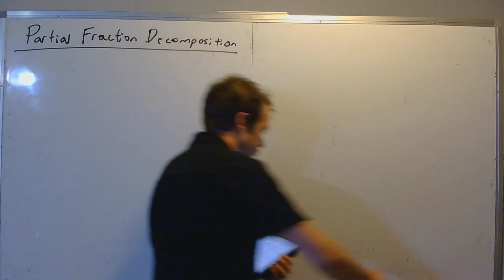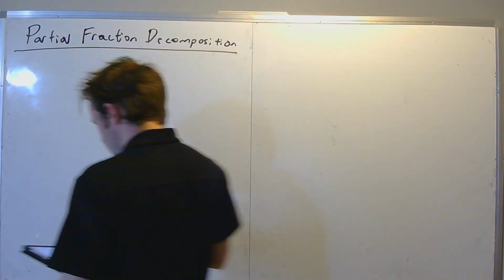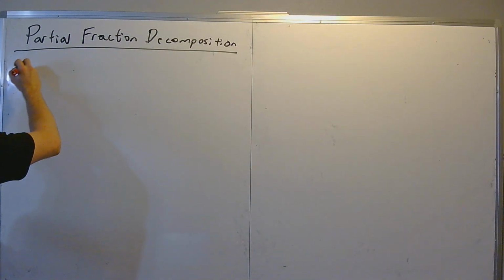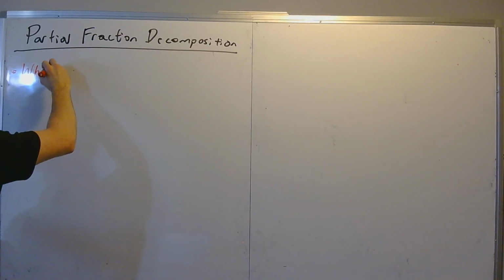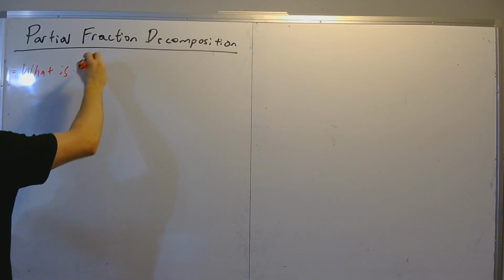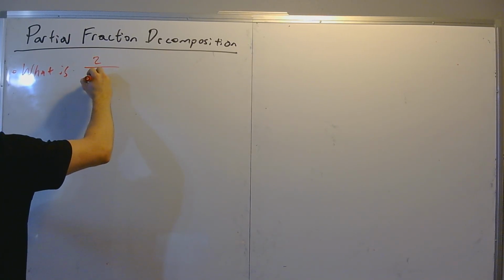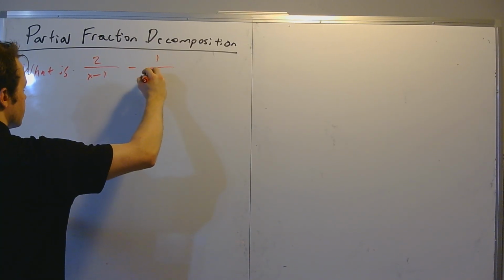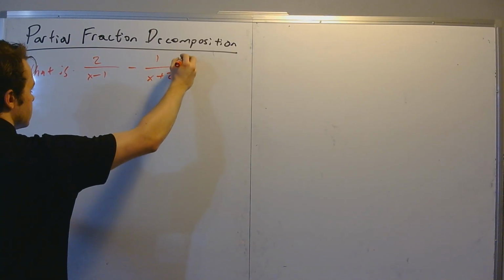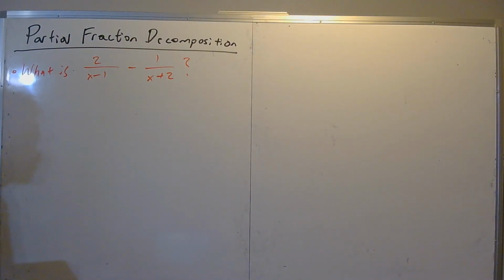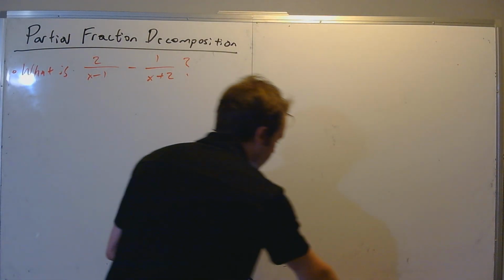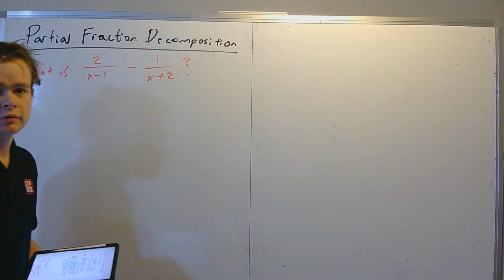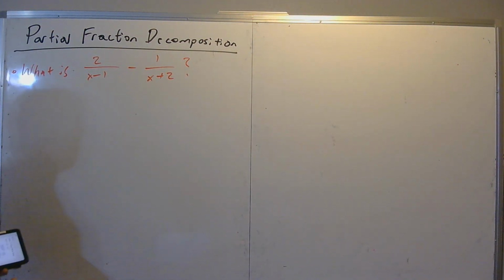So our first question today is, what is 2 over x minus 1 minus 1 over x plus 2? We need to know how to combine these two fractions. Whenever we're trying to combine two fractions, they need to have the same denominator.